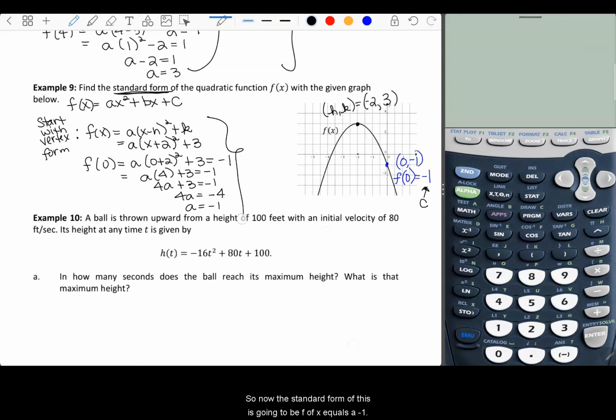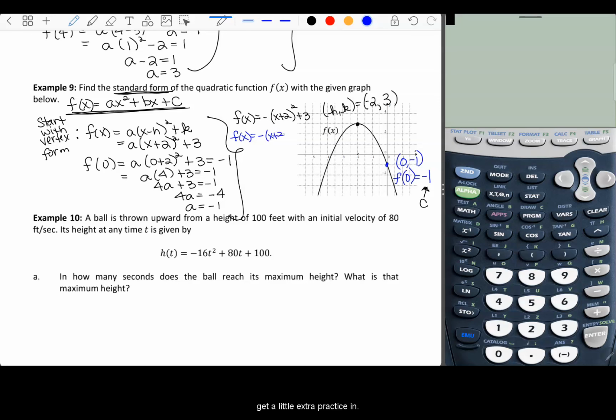So now the standard form of this is going to be f of x equals negative 1 times the quantity x plus 2 squared plus 3. And once again, that's the standard form, and we're going to write the general form, the ax squared plus bx plus c, just to get a little extra practice in.